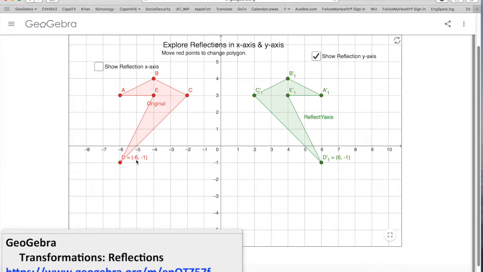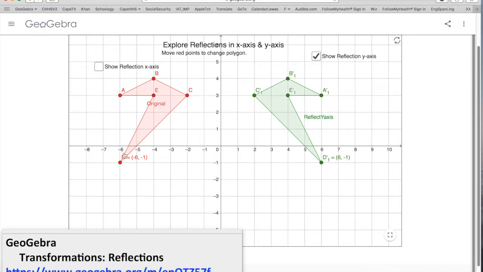What happens to the x-y values of a point when it's reflected in the y-axis? Well, it started out being -6, 1, and it ended up being +6, -1. So the x value changed signs and the y value stayed the same.